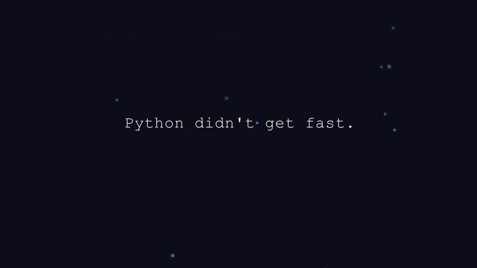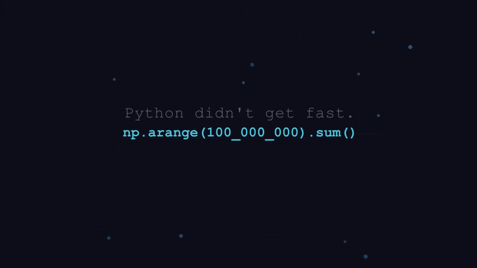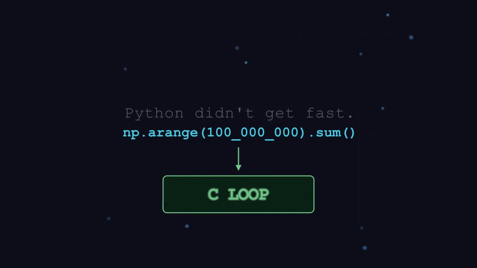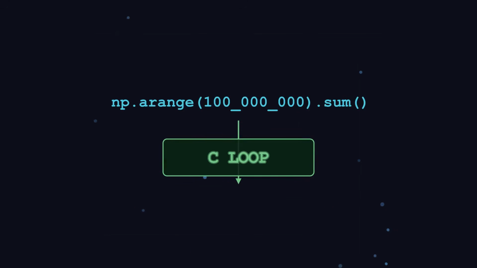Python didn't suddenly get fast. So what changed? That one line of NumPy isn't really running in Python. It's calling into a C loop, a compiled one, with hardware tricks. And this is the pattern the entire data science stack is built on. Let's find the C loop hiding inside one line of code.